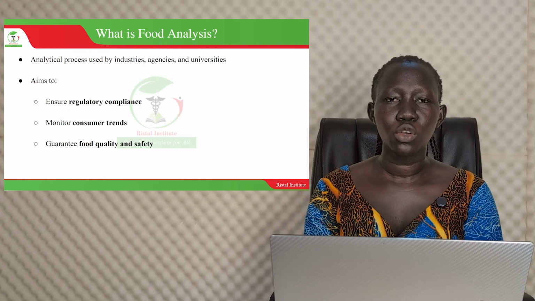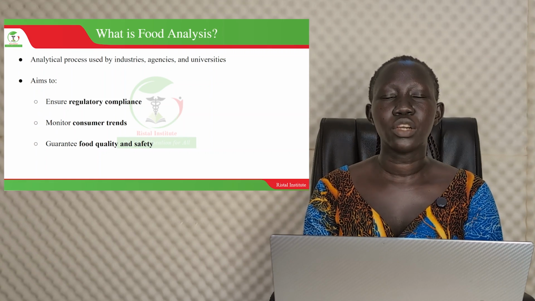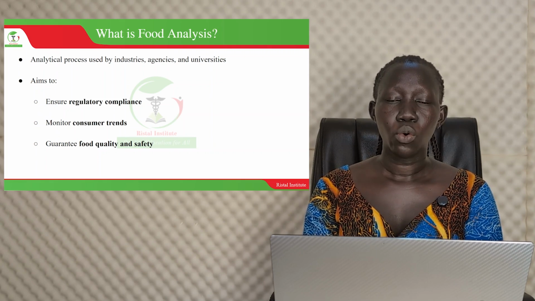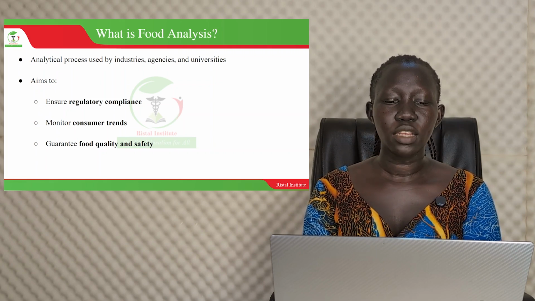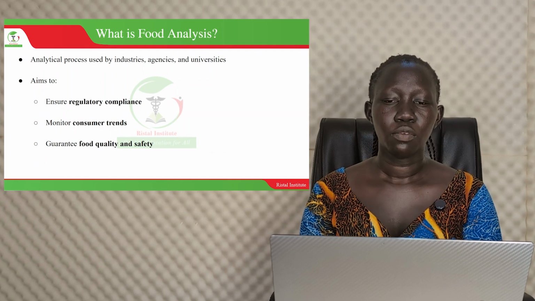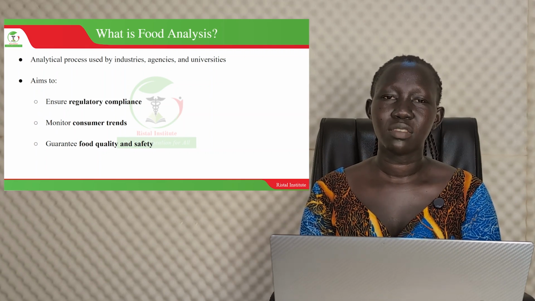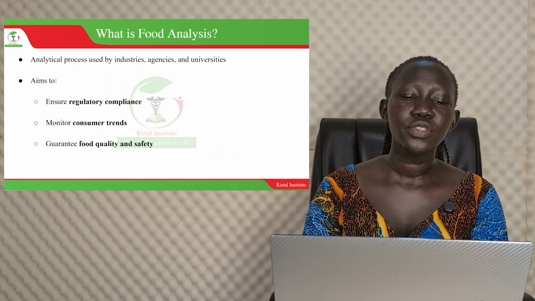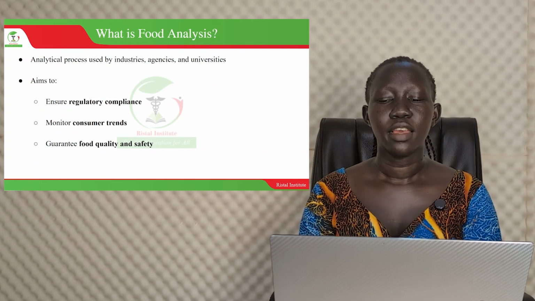The more consumers you have, the more sales you will have, and that will also help you gauge and know whether your food product is of good quality and if it is also safe for consumption, or if it is very appealing and appetizing to the consumers. It also helps us to guarantee food quality and safety.